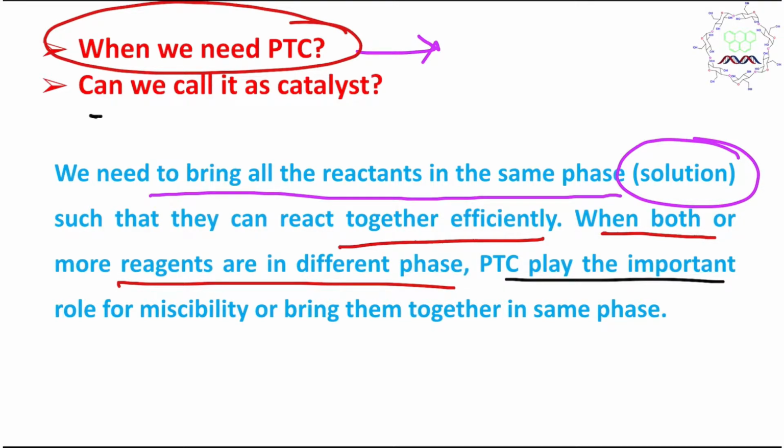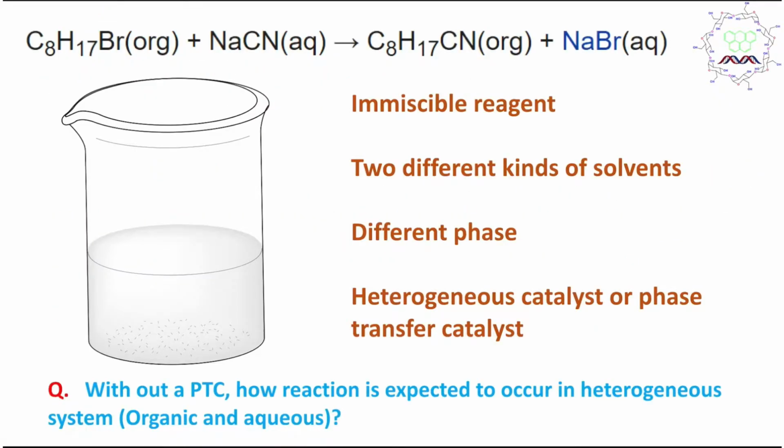Now the question: can we call it a catalyst? Obviously yes, we can say it's a catalyst because it participates in the reaction but at the end it remains unaffected. I shall give some examples after some time. From that you can say that okay, this is a catalyst, and more specifically it is a heterogeneous catalyst. Now look at this example.